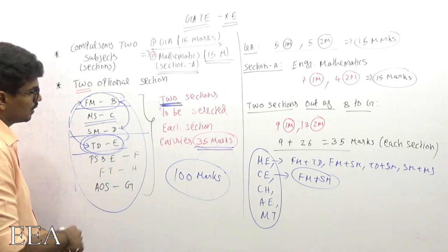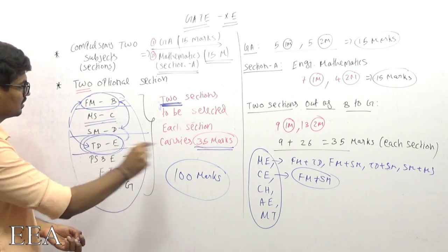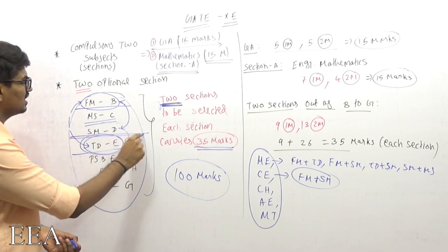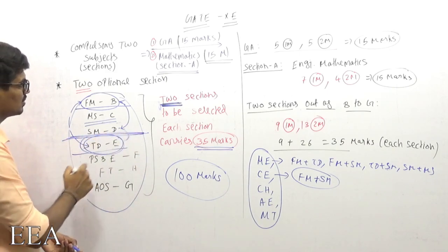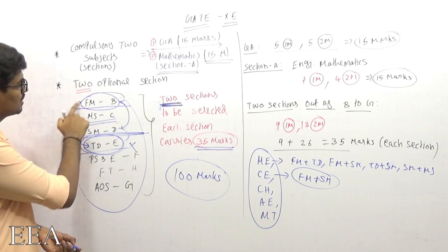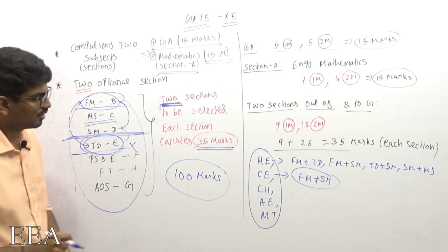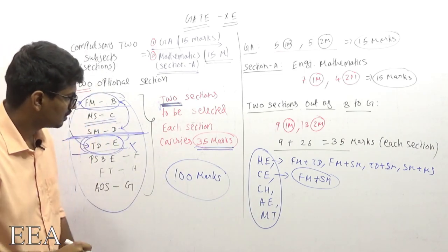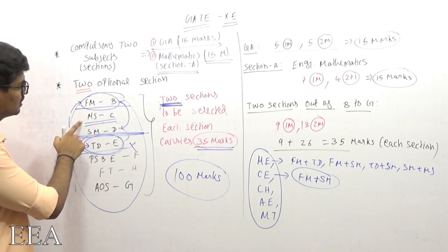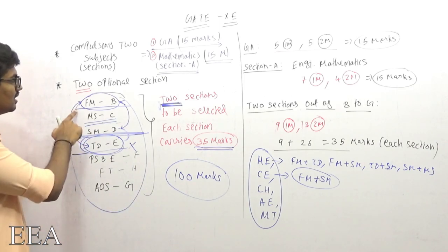Right. Now aeronautical, they can go for FM and TD, and positively strength of materials also, but not TD. SOM plus FM they can go for aeronautical, aerospace. Okay, MT can go for material science, TD and FM.